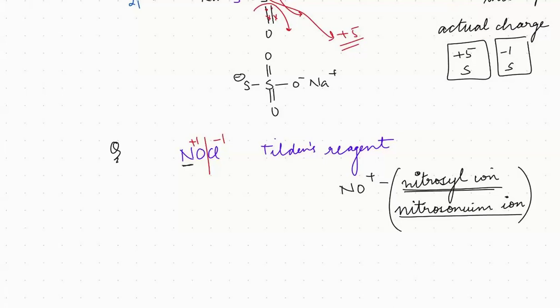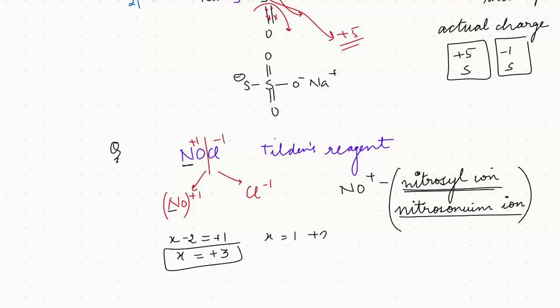Now there are 2 ways. You break down the radical because you know the charge on chloride, and when it breaks down, you get NO plus. So overall the radical carries a +1 charge, nitrogen's charge is x, and oxygen's charge is -2. The overall charge is +1, so x = 1 + 2, and nitrogen here would be +3. Got the point? So in NOCl, nitrosyl chloride, that's how the structure is going to be.